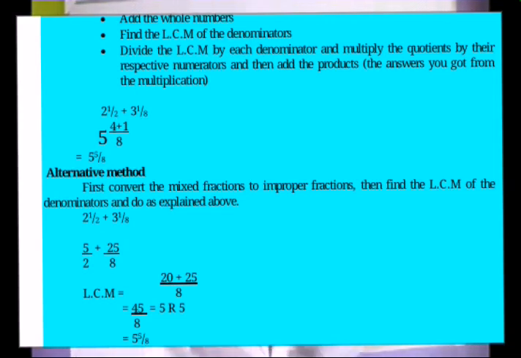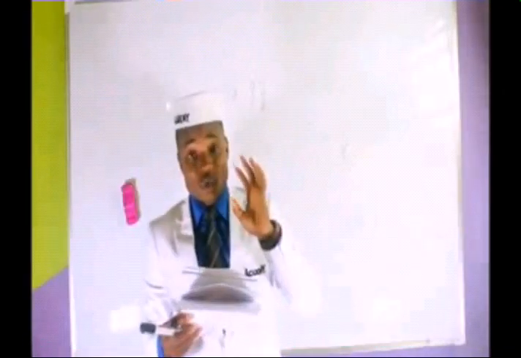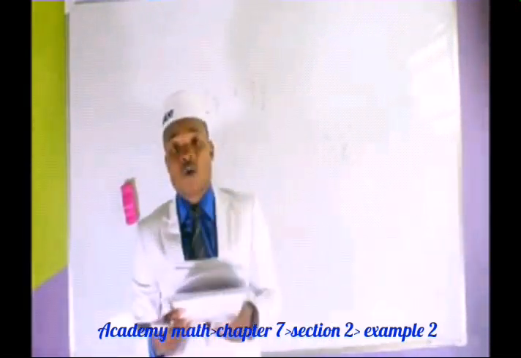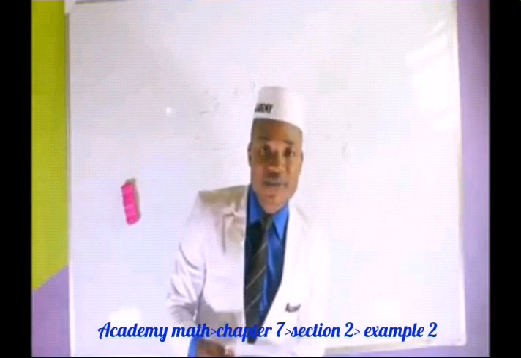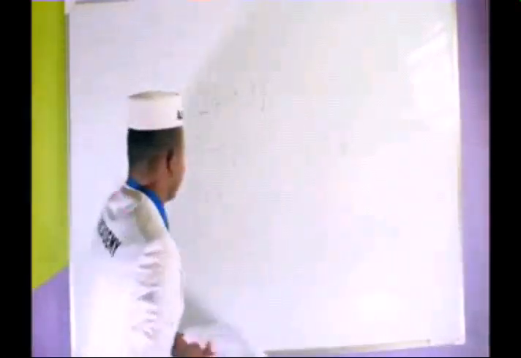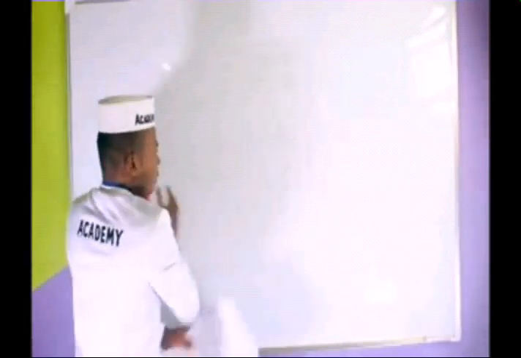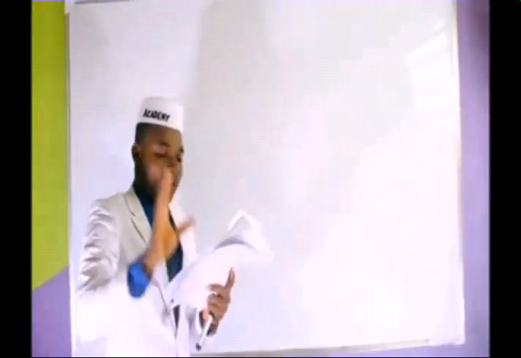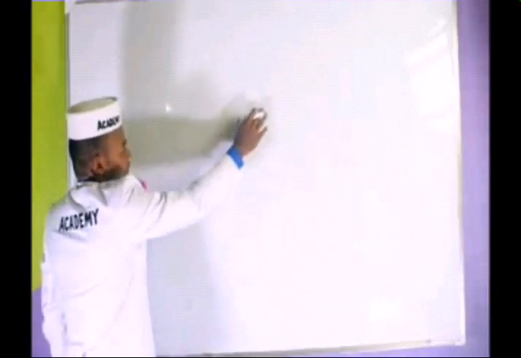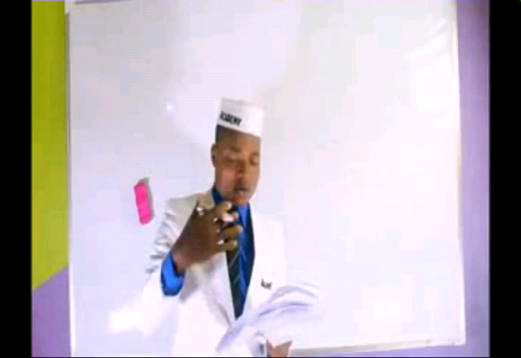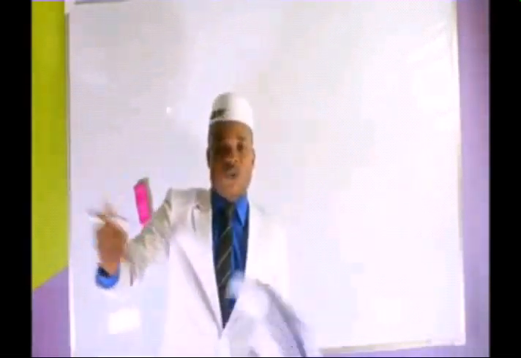Now, we go very quickly to the next example here. That's example 2. Find a fraction which, when added to 2 whole number 1 over 8, gives 4 whole number 2 over 3. The fraction which, when added to 2 whole number 1 over 8, we don't know the fraction. So find the fraction. When you add it to 2 whole number 1 over 8, you now get 4 whole number 2 over 3.